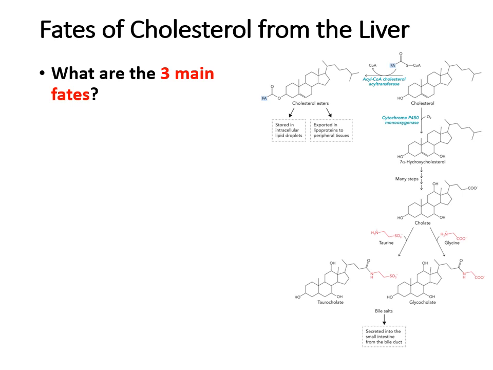Now, ultimately, there are three main fates when it comes to cholesterol. Biosynthetic pathways can either store cholesterol in what's called little lipid droplets. They can export the lipid into the circulatory system and get it to peripheral tissues, or it can be secreted into the small intestines through bile ducts. Okay, so these three squares demonstrate for you the three main possible fates for cholesterol once it's been synthesized.